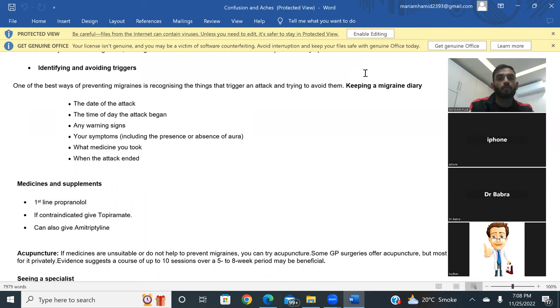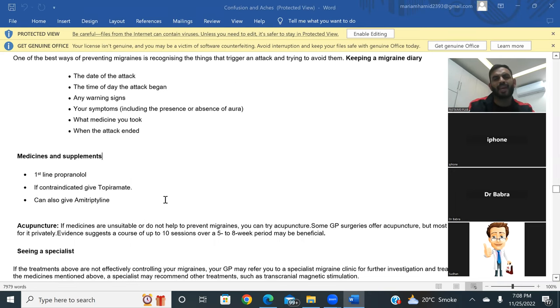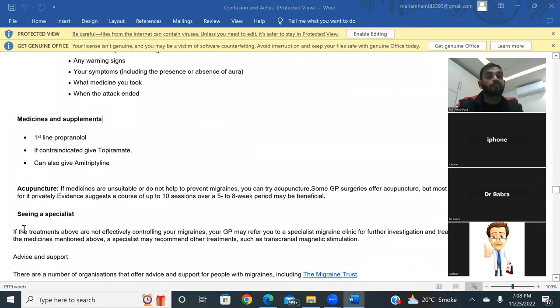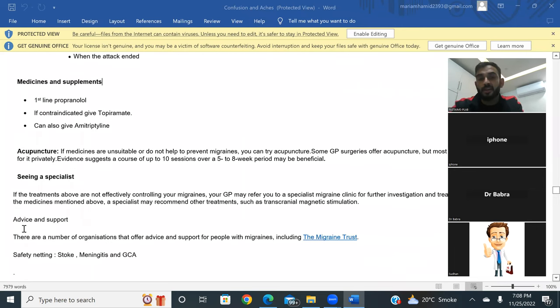Then you will be talking about the options. So you will be saying that, okay, these are the options. Acupuncture is an option as well. I always brought this from the NHS website. Acupuncture is there. And seeing the specialist, when you can refer to a specialist. These are migraine specialists. When you cannot control with the treatment above mentioned, all those measures have been taken and it's not effective, it's resistant. Now it has become resistant.